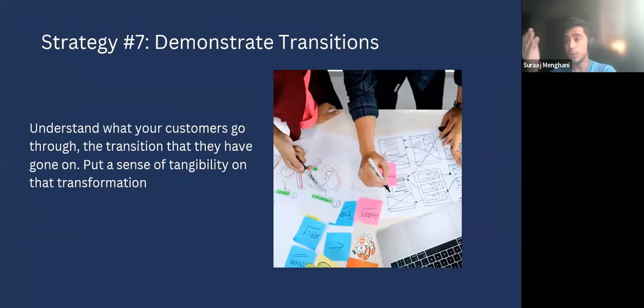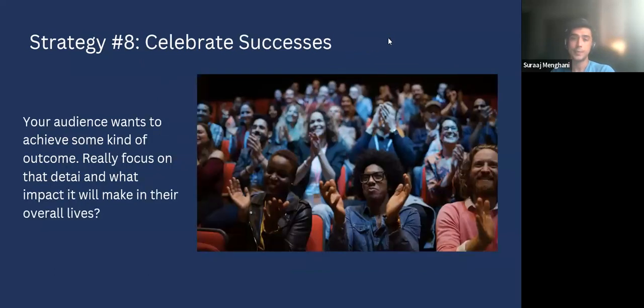Okay, "demonstrate transition." A good example over here is Gold's Gym. Okay, so understand what your customers go through, the transitions that they have gone through, and put a sense of tangibility on the transformation. So earlier this person was fat, now he has become thin. Okay, how, by going to Gold's Gym, that is "demonstrate transition."